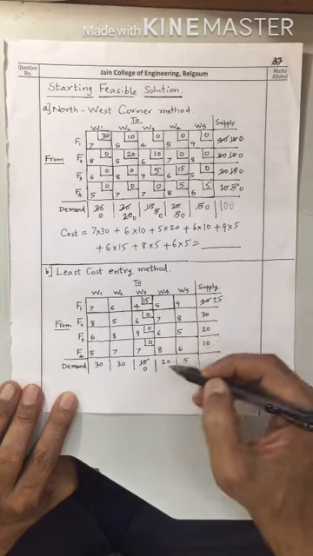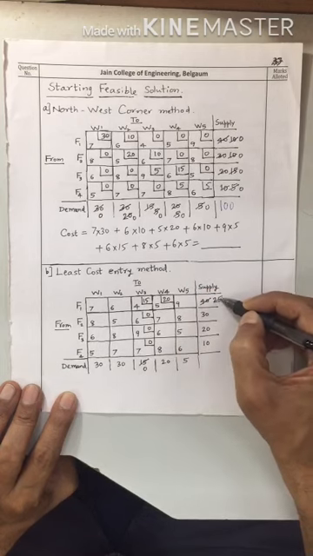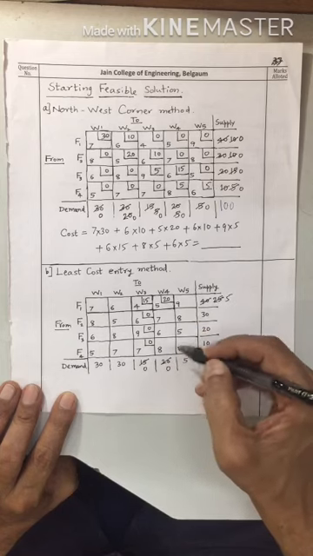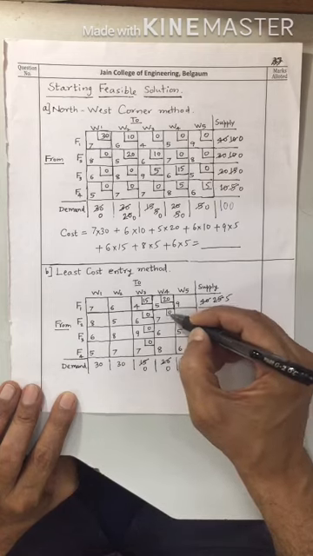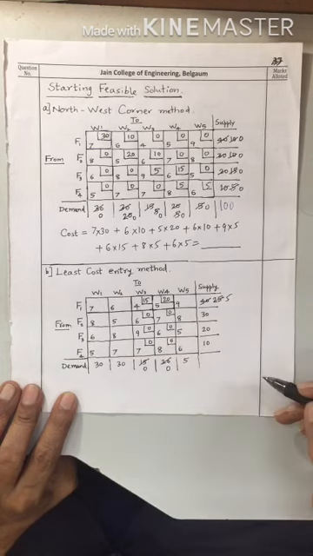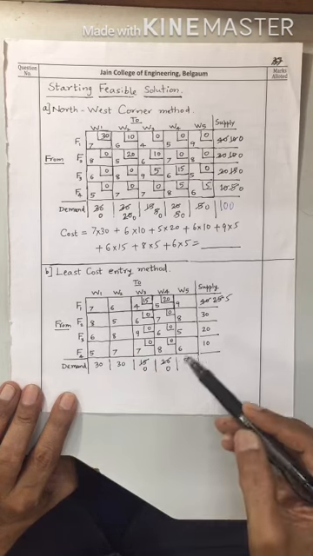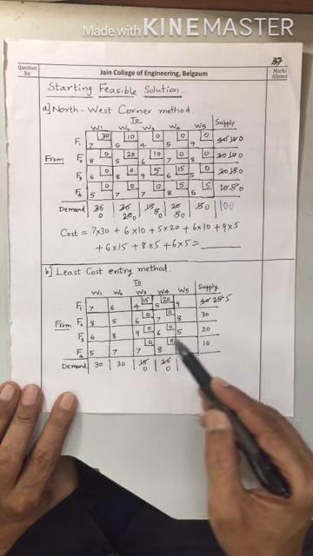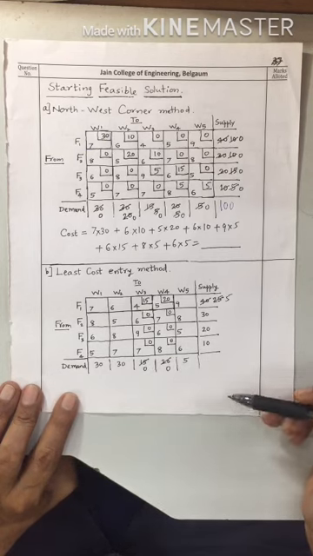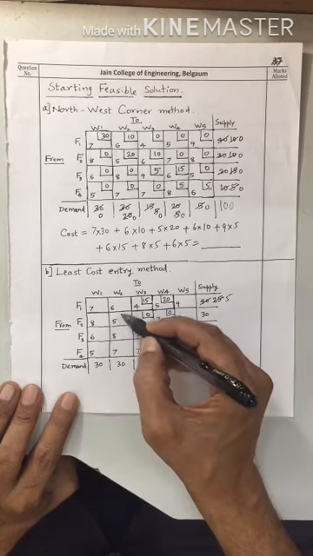So 25 and 20, therefore this is 20. 25 minus 20 is 5. 20 minus 20 is 0. The demand of W4 is completely met. Therefore this is 0, this is 0 and this also is 0. Again, among all the undecided cells, the least cost is 5. There is one more 5 and one more 5. Again, I break the tie by randomly choosing any one, say F2, W2.